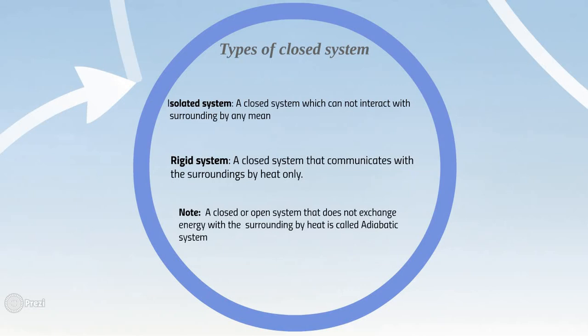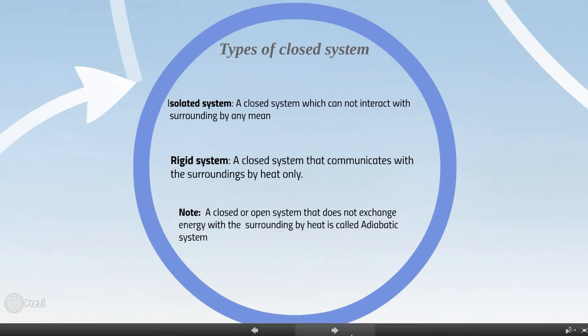Similarly, a rigid system is a system where the mass of the system will remain constant, as well as the volume of the system, but only heat can be transferred in the rigid system. A closed or open system that does not exchange energy with the surroundings by means of heat is called an adiabatic system. In an adiabatic system, heat cannot be exchanged with the surroundings.